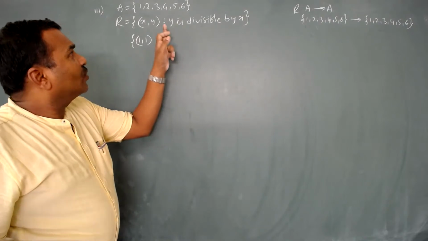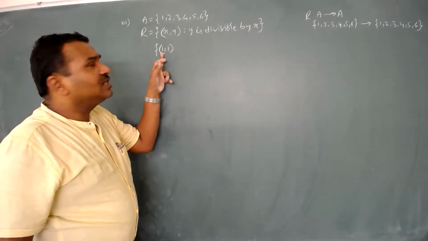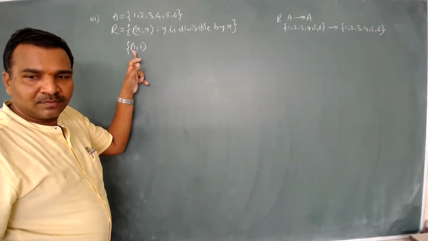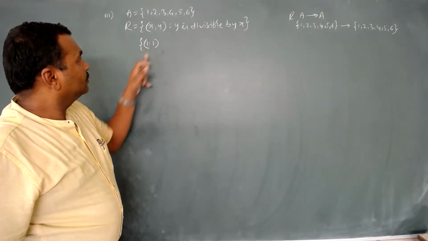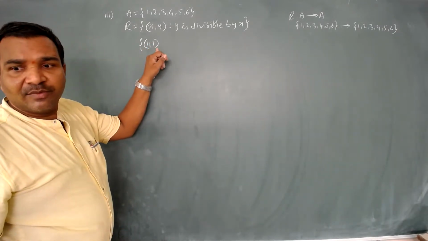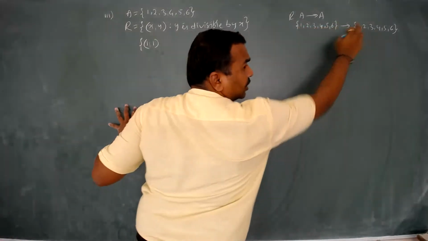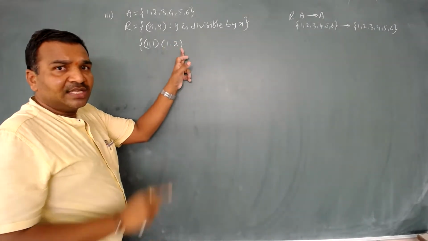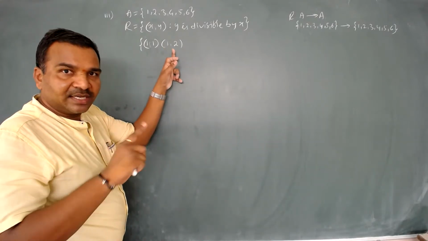Just check: y is divisible by x. Here y is 1 and x is 1. So 1 is divisible by 1. Yes, it is true. Yes, (1,1) satisfies. Next, go for (1,2). Is it correct or not? Here x, this is y. Check now: y is divisible by x, that is 2 is divisible by 1. Correct. It is also possible.